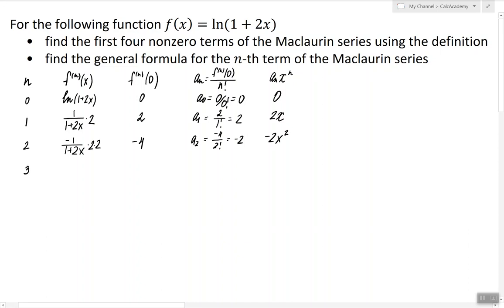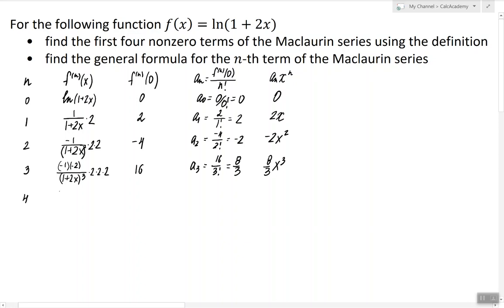Next term, differentiate again. So here I made a mistake. We take the derivative, so negative 1, I forgot to increase the power by 1. So now when I take the derivative again, I'm going to have negative 1 times negative 2 over 1 plus 2x cubed times 2 times 2 times 2. So evaluating this at 0 gives me actually 16. And now finding a3 will be 16 over 3 factorial, which is 8/3. So the term is 8/3 x cubed.